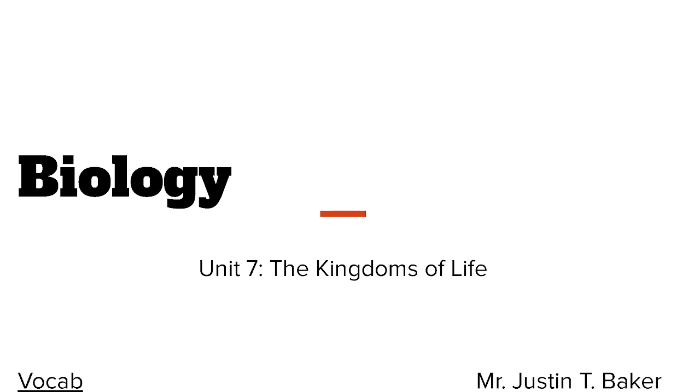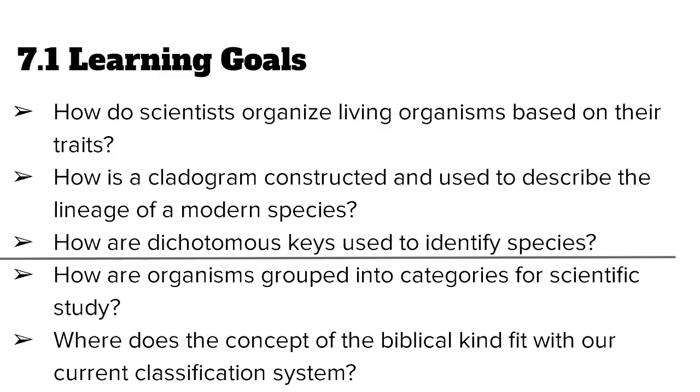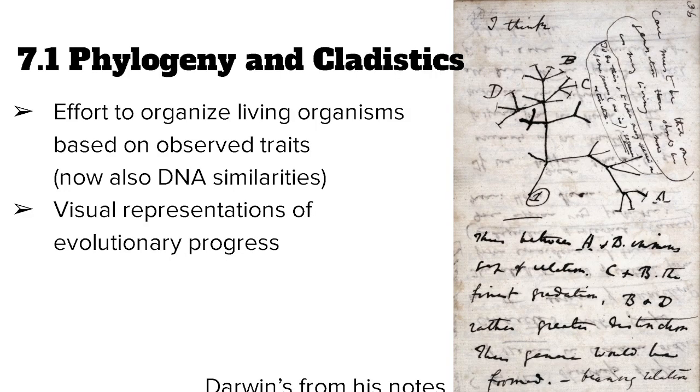Right, so we're looking at the kingdoms of life. For our purposes, we're going to stick with one of the systems. There are a few systems out there, but let's go ahead and get into it. For 7.1, we're thinking about this organizational system, but first we're going to talk about something called cladograms and dichotomous keys. Alright, so cladograms and dichotomous keys both fit into the study of phylogeny and cladistics, which are related studies.